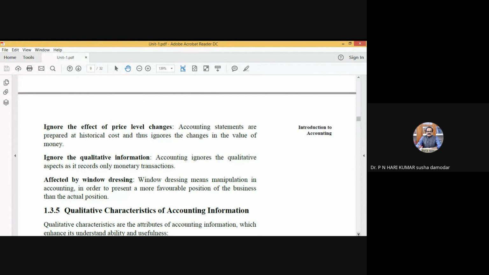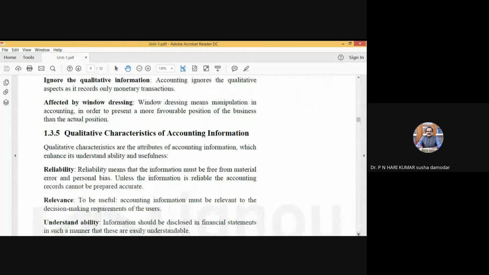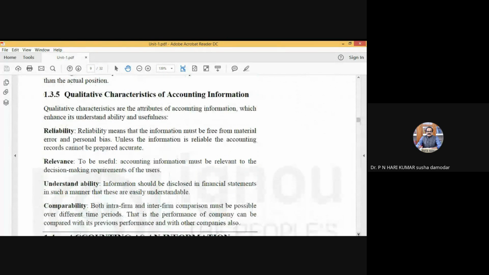Say, for example, Manorama, MRF, are you ready to take information from Manorama? Their annual sales, their annual profit, annual expenditure. You cannot access such data from Manorama. So that is why there is window dressing. So these are the limitations of accounting. Then comes the qualitative characteristics of accounting information.